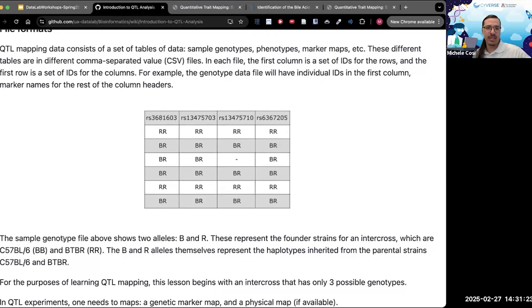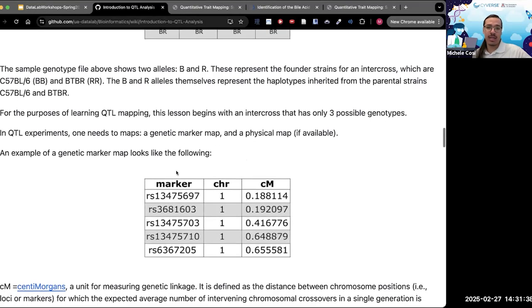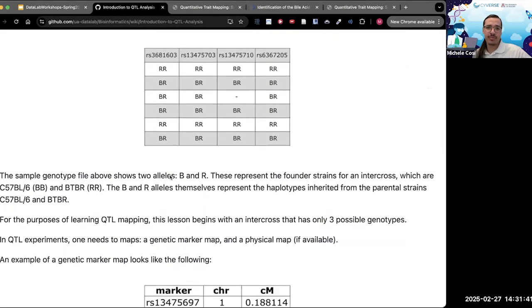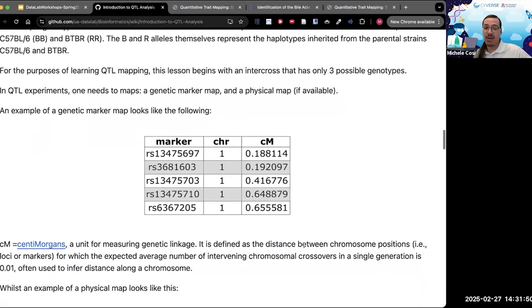This is not the only CSV file that we require. We do require a genetic marker map, as well as a physical map when available. When you look at a genetic map, what you're seeing is the marker name, where it is found, and the location in centimorgans. If you have never heard of what a centimorgan is, it is a unit for measuring genetic linkage. A genetic map is also called a linkage map.